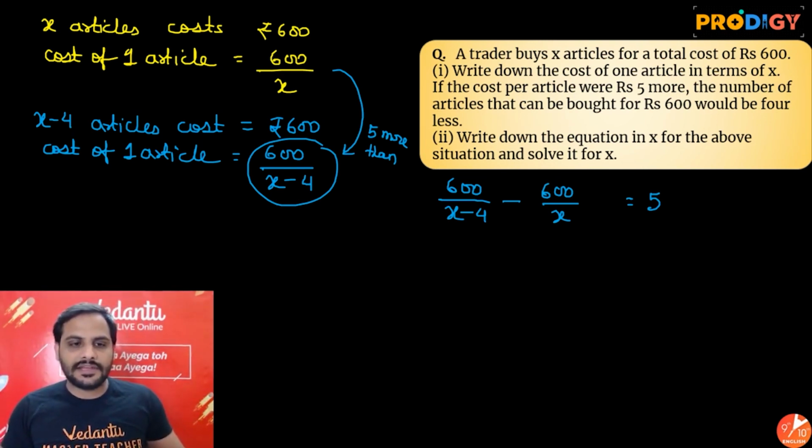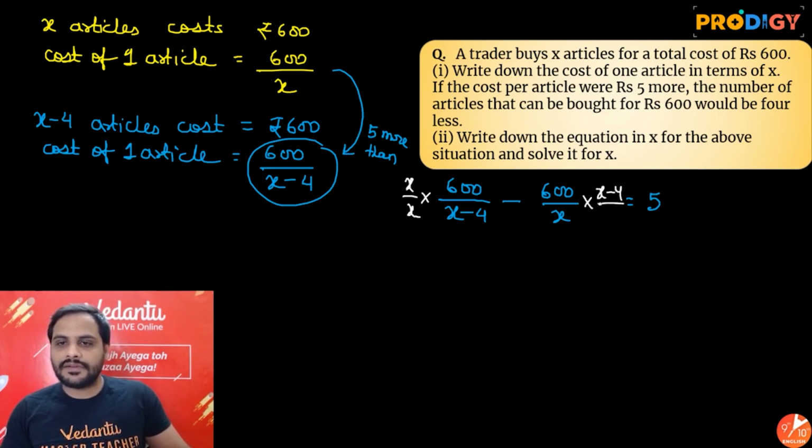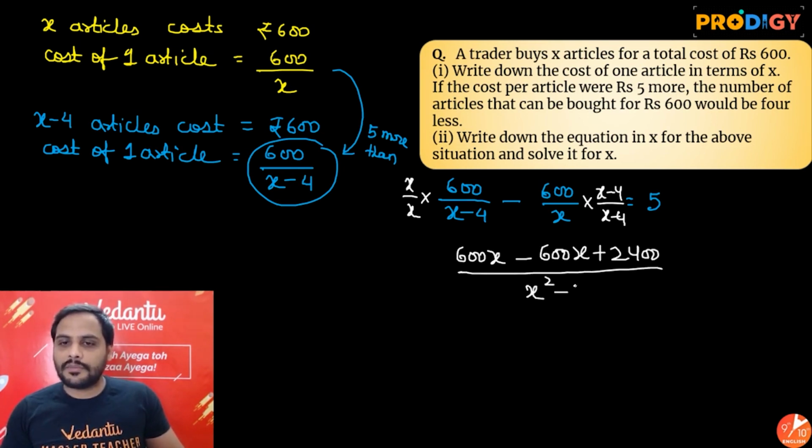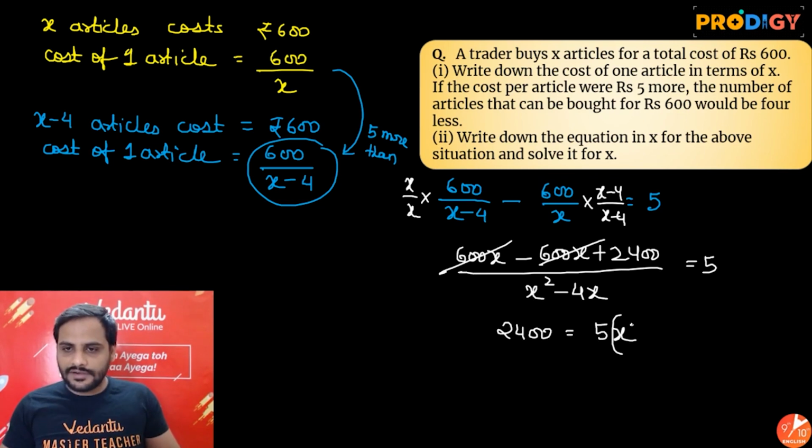Now let's solve this further. We can take the LCM. Here I will multiply with x and x, here with x minus 4 and x minus 4. So 600x minus 600 into x is minus 600x. Minus 600 into minus 4 is plus 2400. Divided by x into x minus 4, which is x square minus 4x, is equal to 5. Shift it over there. The 600x got cancelled. 2400 is equal to 5 times x square minus 4x, because I think it can be cancelled. Now, better cancel this.